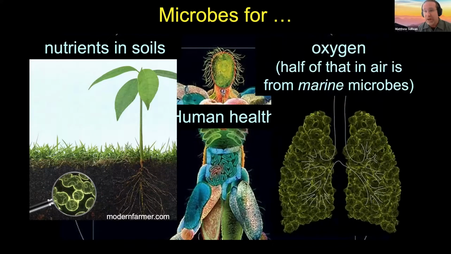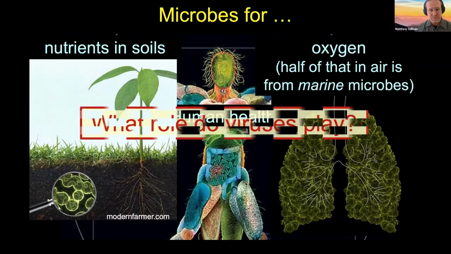And if you've been breathing, and I hope all of you have, half of the oxygen that you've been breathing comes from microbes. Microbes in the oceans produce a lot of the oxygen on the planet, and they were actually involved in the early oxygenation of the planet a long time ago when cyanobacteria invented photosynthesis.